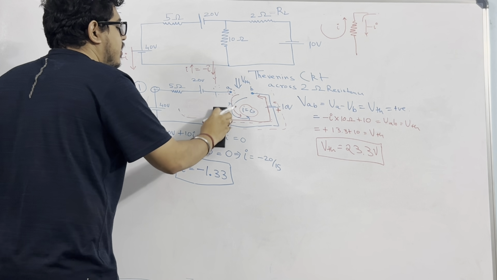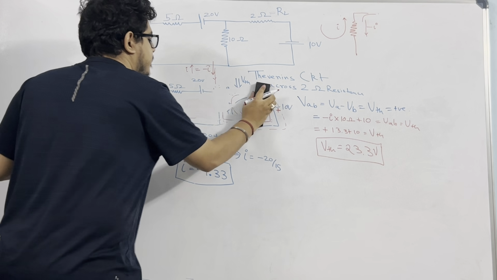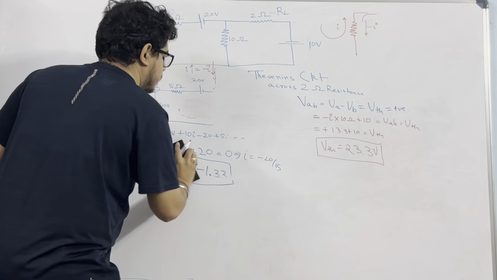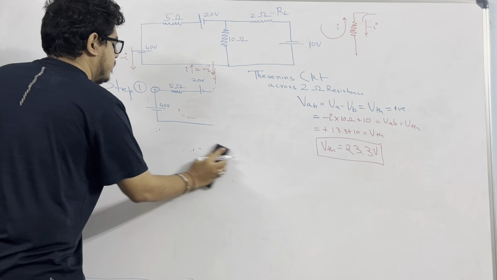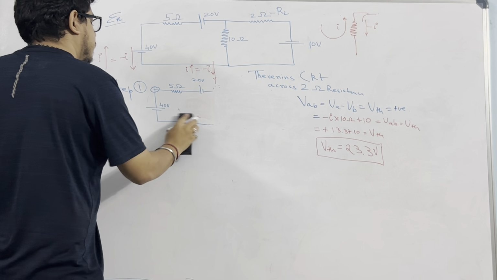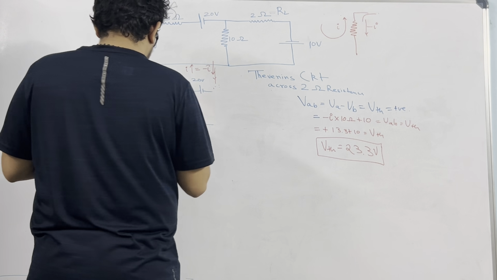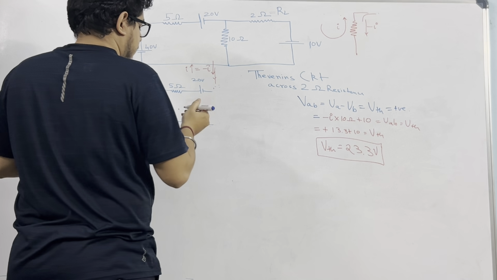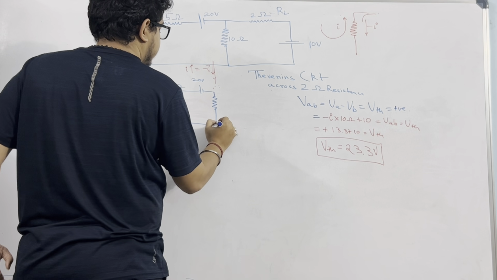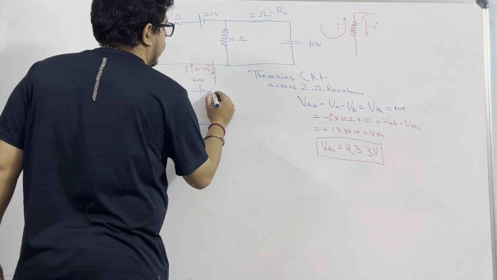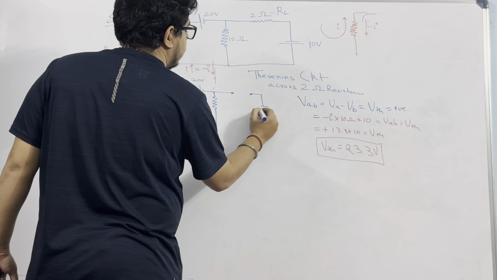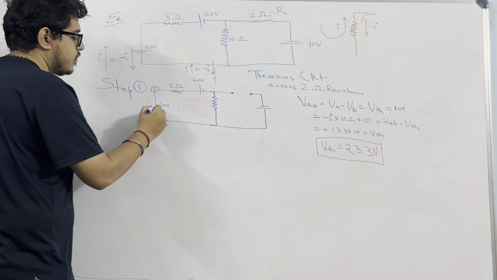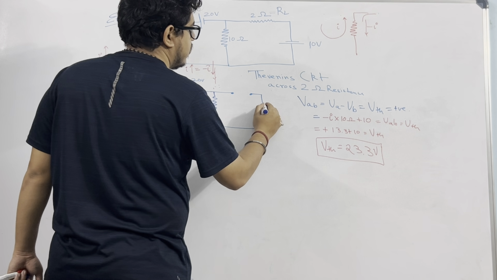Now the next step is to calculate the Thevenin resistance. How to calculate Thevenin's resistance? I already told you the steps. This is our load. We already opened the load. So what we have to do is short circuit all the voltage sources present. We short circuit the voltage source.